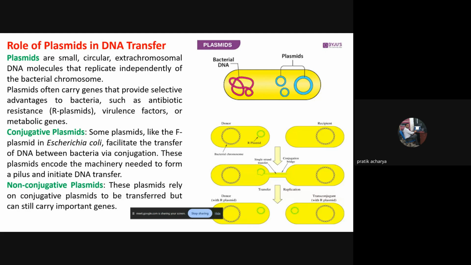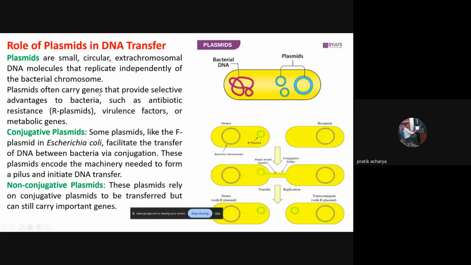This is the role of plasmid in DNA transfer. So particularly the plasmids, why are they important? They are small. This is the position of plasmid here. Just look at this. These are the plasmids. They are small circular extra chromosomal DNA molecules that replicate independently of the bacterial chromosome. That means their replication does not depend on the bacterial chromosomal DNA replication. They independently replicate.